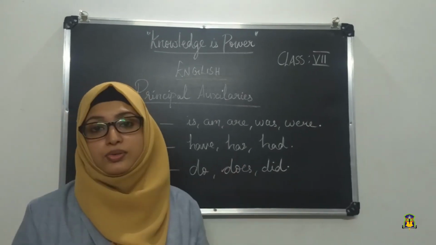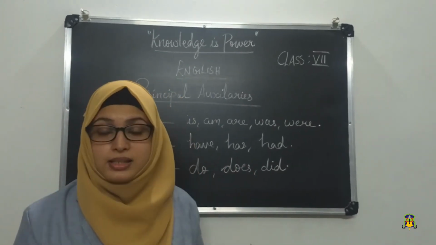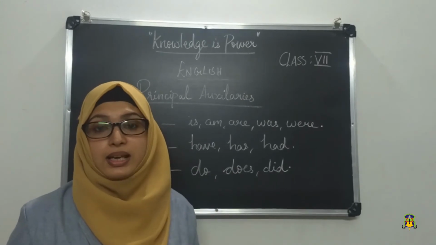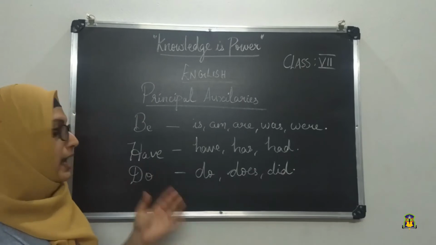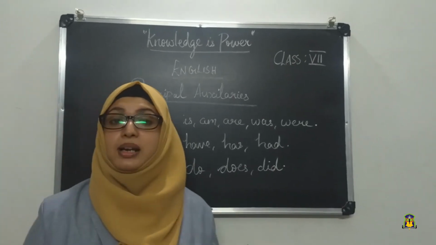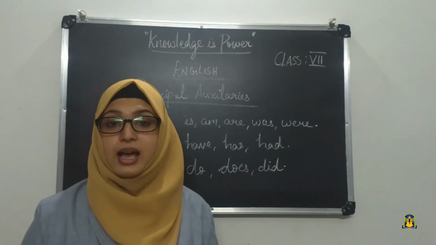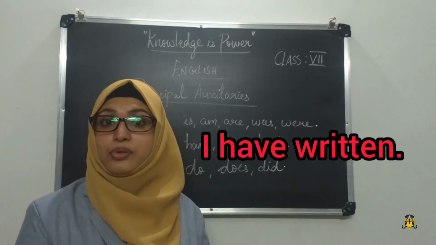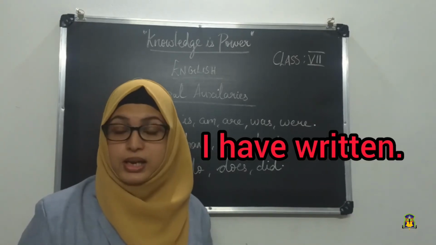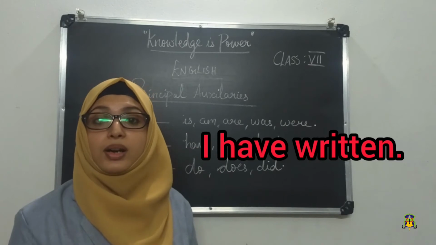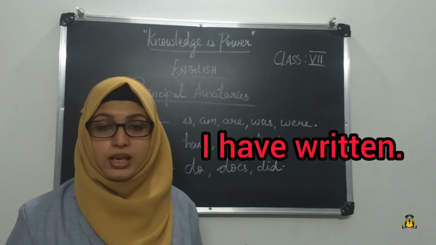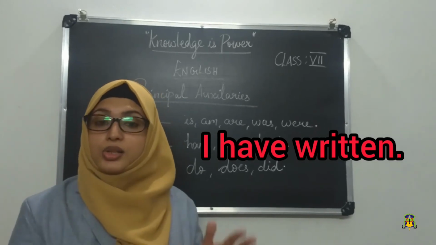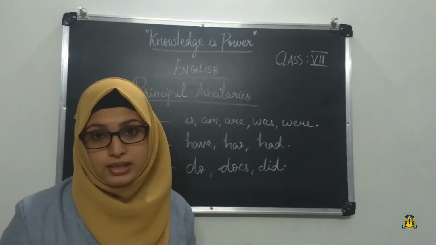So it will function as a main verb, as well as sometimes functioning as a helping verb. Similarly, the same case happens with have and do also. For example, "I have written." Here have functions as an auxiliary or helping verb because already one main verb is there. The V3 form is written. So here have functions as an auxiliary verb.